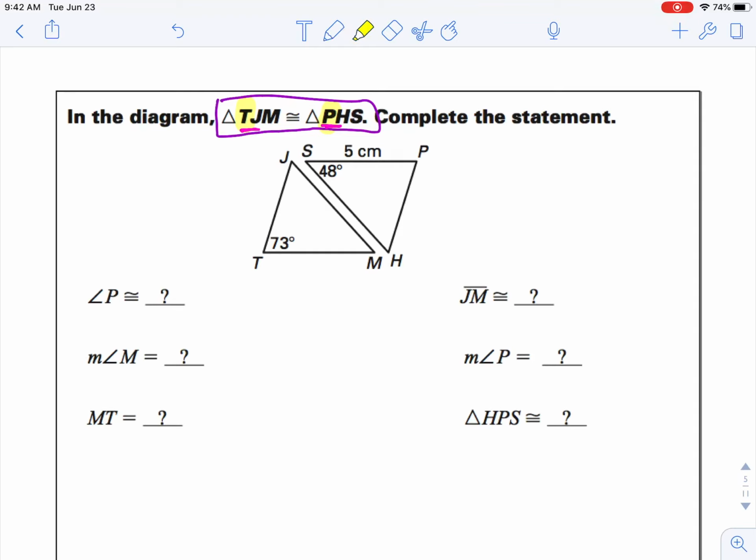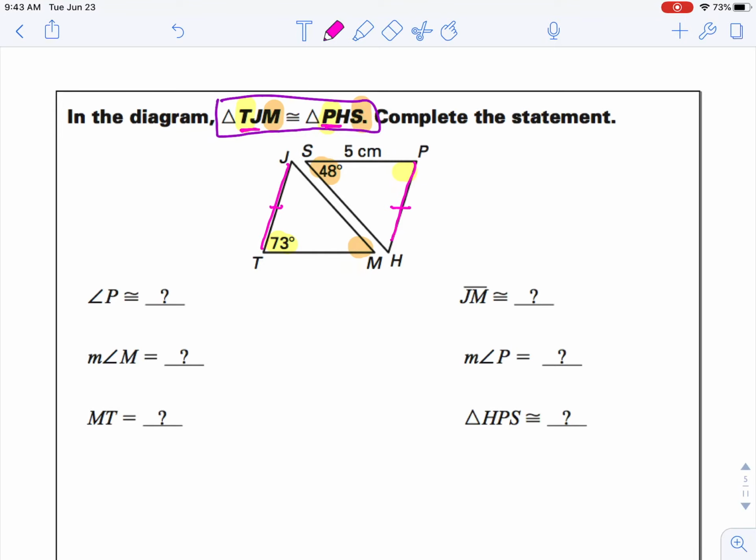So what that told me is that angle T right here is corresponding congruent to angle P. And it told me that TJ right here, this side right here, is going to be corresponding congruent to PH. So that's what that statement tells you. That's why the order makes such a difference. Again, if we look at another angle from this, angle M is corresponding congruent to angle S. So these are corresponding and congruent.